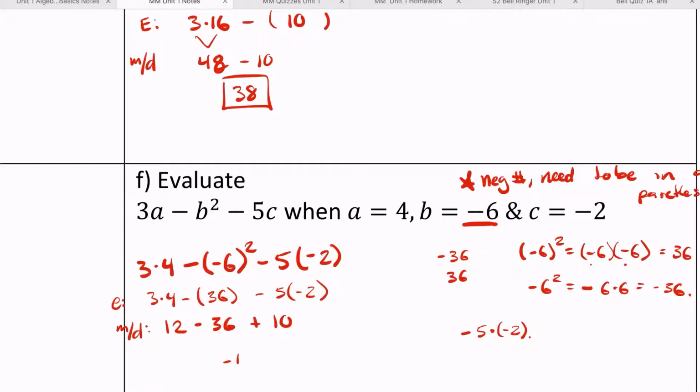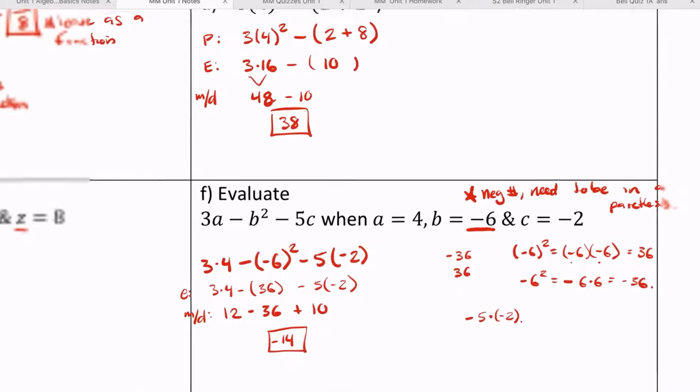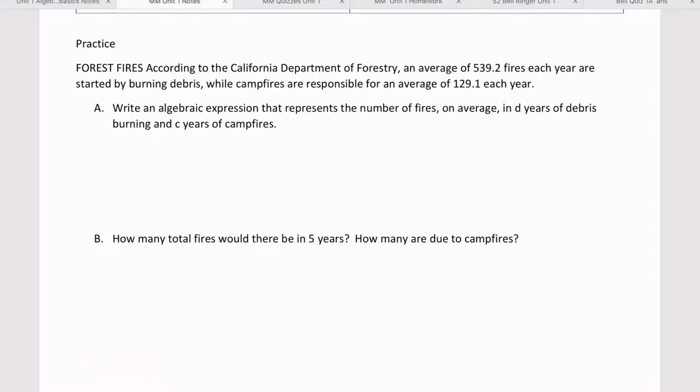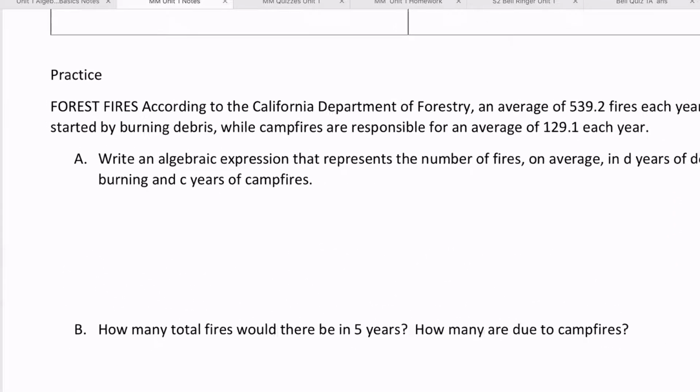That will give us a negative 14. Okay, so hopefully you went over that and did that by yourself. Okay, so that was our first day. This was our second day. We went to finish this.